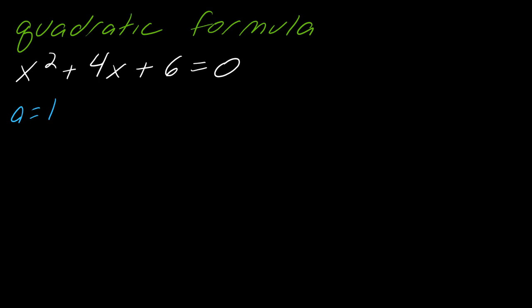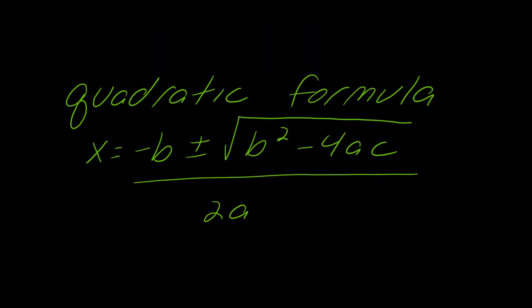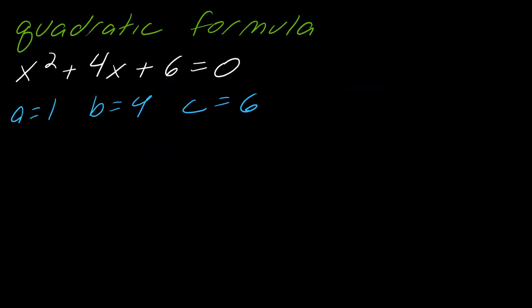So in the A position, I have a 1. In the B position, I have a 4. And in the C position, I have a 6. So now I'm just going to plug everything that we just identified into this formula here. So you can pause the video if you want to write it down.